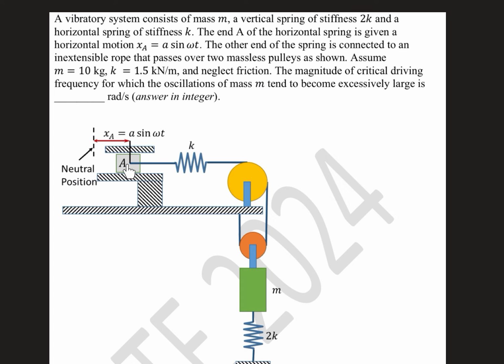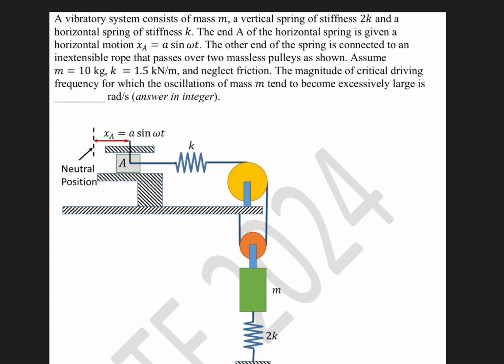It's essentially a forced vibration problem, because as you can see, this particular mass capital A is subjected to a harmonic motion defined by xa equal to a sin omega t. Then they are asking us what is the magnitude of the critical driving frequency for which oscillations of this mass tend to become excessively large. Or, in other words, they are asking us the natural frequency of this particular system.